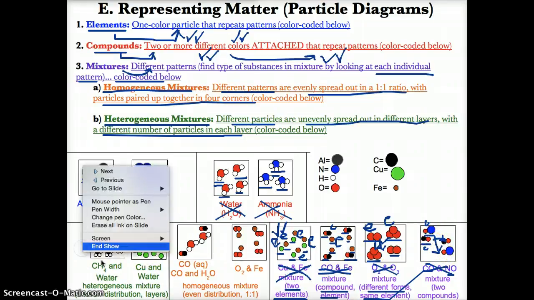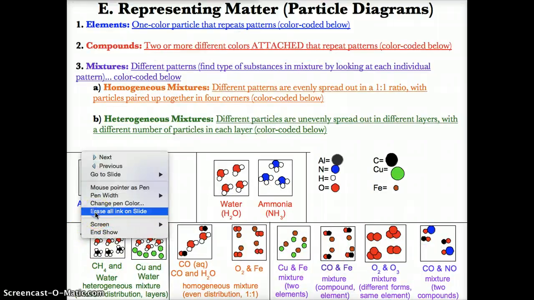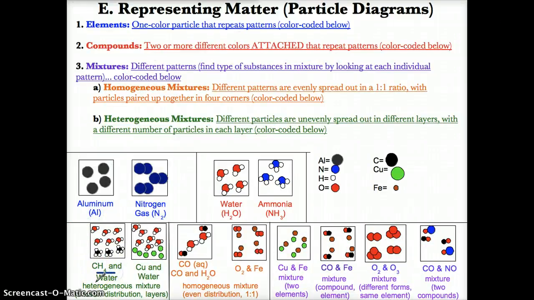All right, this is gonna go by really quick. This first pattern right here, we see is a heterogeneous mixture. How we know it's a heterogeneous mixture is because you have uneven distribution in layers. It's a mixture because you have two separate patterns, one black, four white, one red, two white. Right, so we have two separate patterns, so we know it's a mixture. How we know it's heterogeneous is because the one red, two whites are all in a separate layer from the one black, four white.